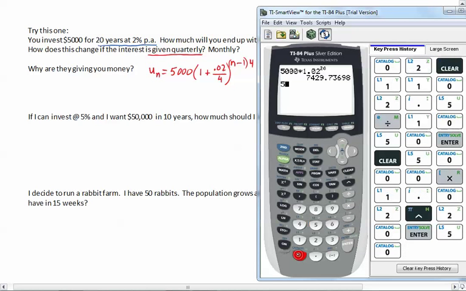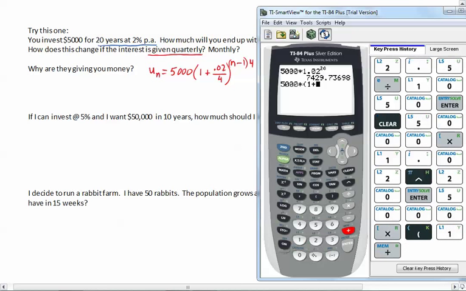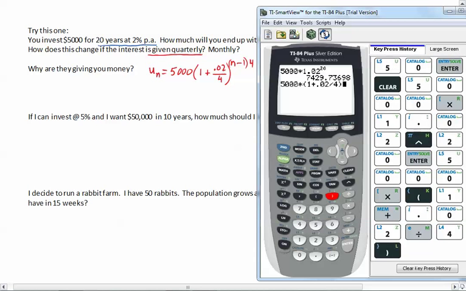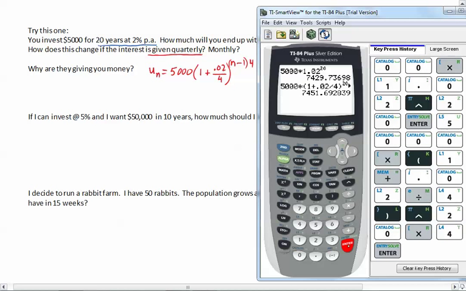So we'll go 5,000 times, and then I'll go 1 plus 0.02 divided by 4, right, to show that I'm not getting that full 2% every time I get interest, to the power of, now 21 minus 1 is 20, so I'll go 20 times 4. All right, so when I push enter, you'll notice it'll be very similar, but I got a little bit more because there's that little bit of interest that I'm getting money on each time.